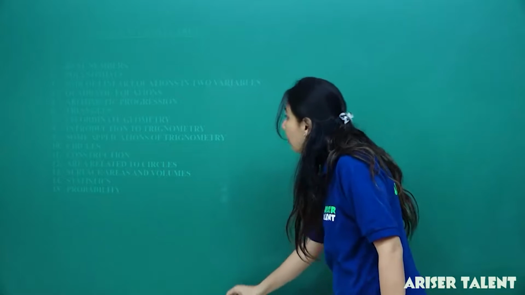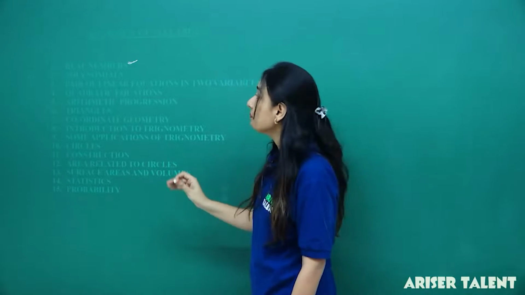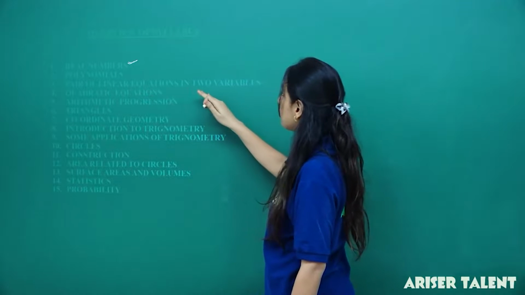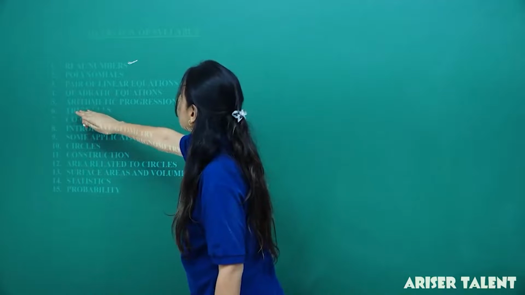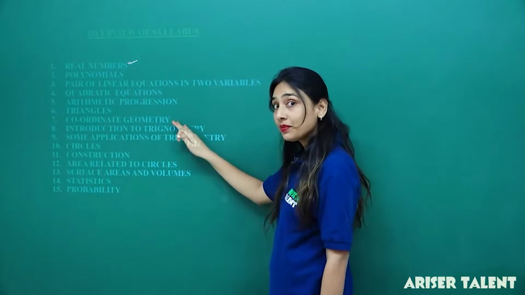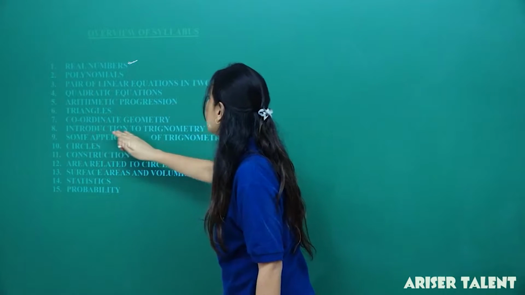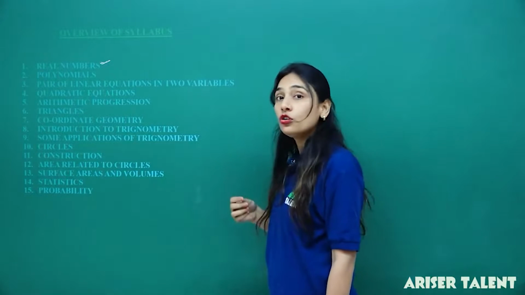The very first chapter of your book is real numbers and the second one is polynomials. The third one is pair of linear equations in two variables. Then quadratic equations. The fifth one is arithmetic progression, then triangles and coordinate geometry. The eighth one is introduction to trigonometry and then its applications. Next is circles and then constructions and area related to circles. The next chapter is surface areas and volumes, then statistics, and the last chapter is probability.